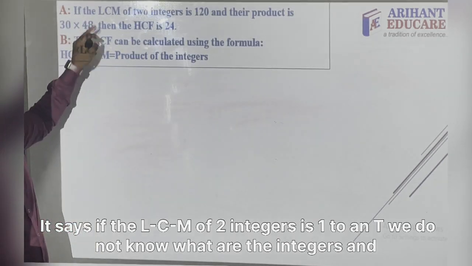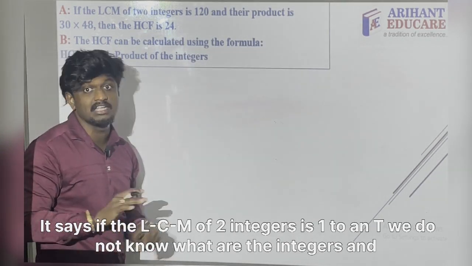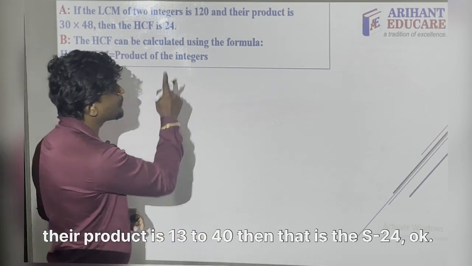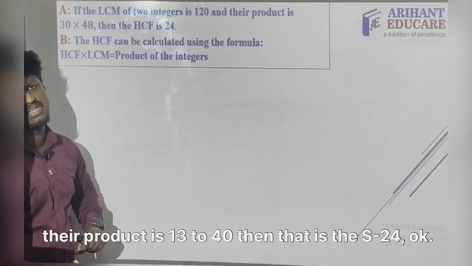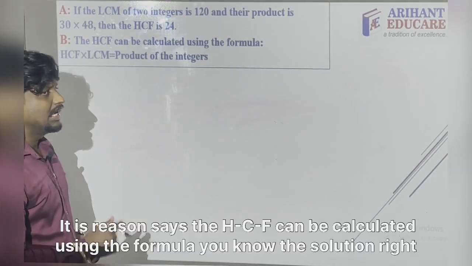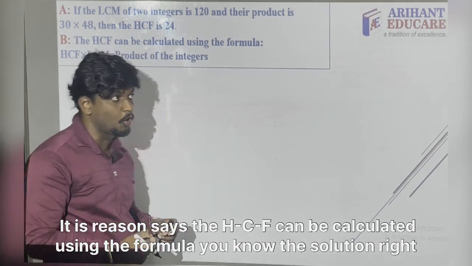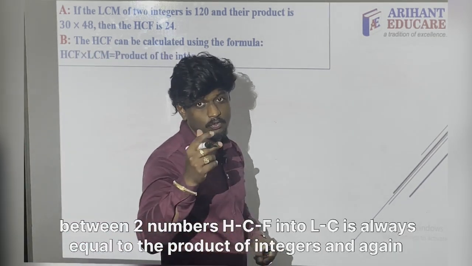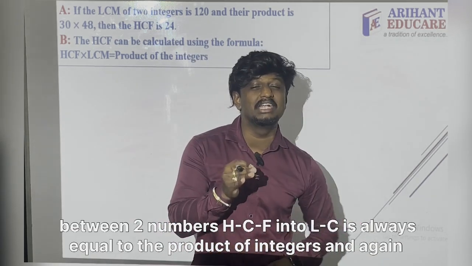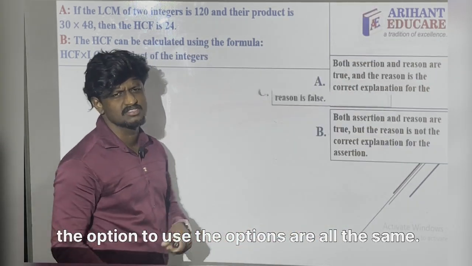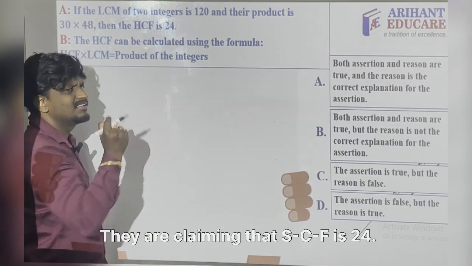It says if the LCM of two integers is 120, we don't know what the integers are, and their product is 30 into 48, then the HCF is 24. Let's check. Its reasoning says the HCF can be calculated using the formula. You know this relation, right? Between two numbers, HCF into LCM is always equal to the product of the integers. Let's again have the options. You know the options are always the same. Let's have some working space. They are claiming the HCF is 24.